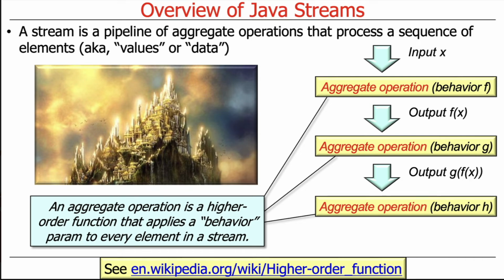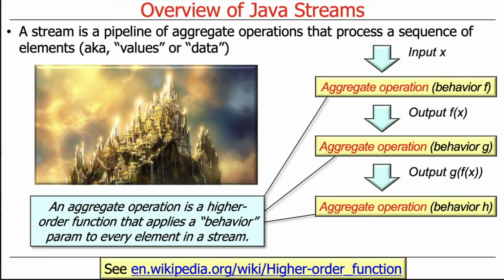Aggregate operation is just a term used for something known as a higher order function. And a higher order function is just a function that applies a function. That's what a higher order function means, or returns a function. And in this context, these aggregate operations, and I'll show you examples in a minute, so it won't be totally abstract for long. An aggregate operation applies a behavior which itself is some type of function, and that behavior is applied often to every element in a stream. Not always every element in a stream, but oftentimes every element in a stream.